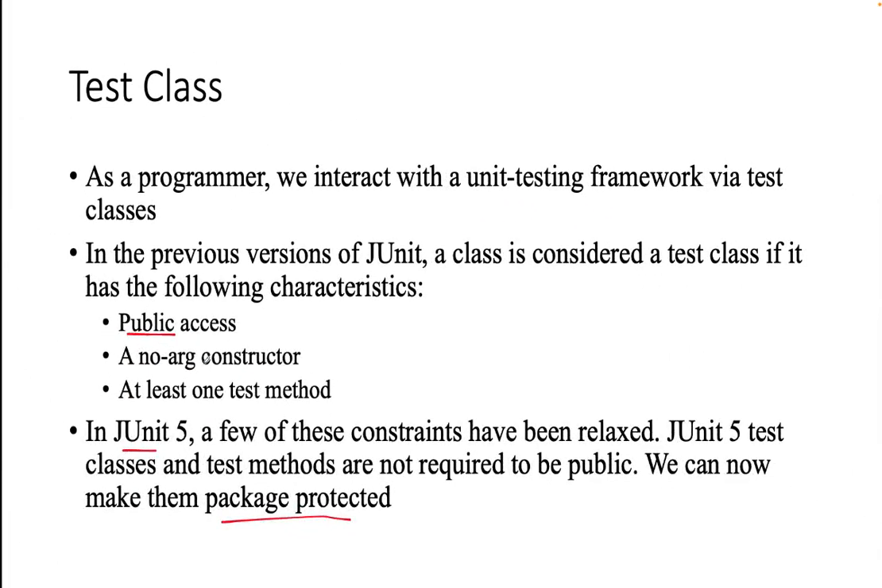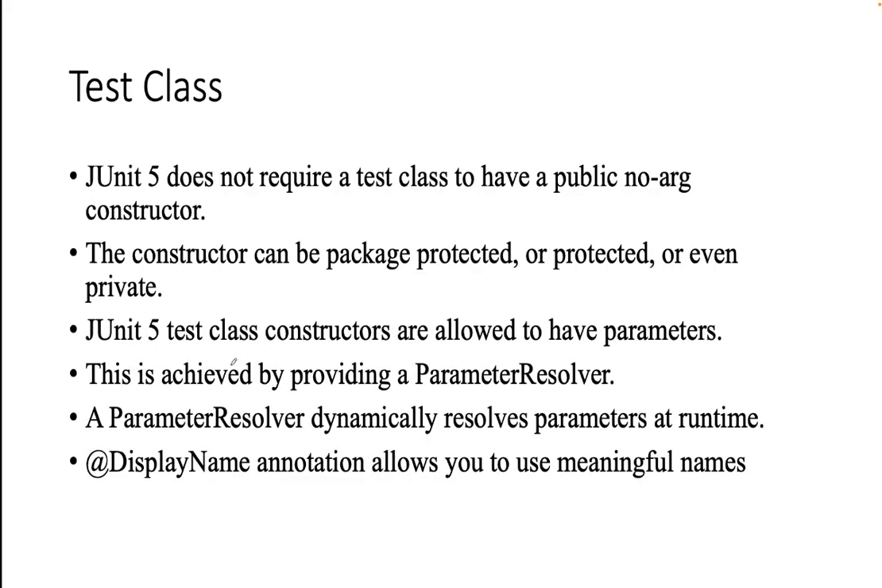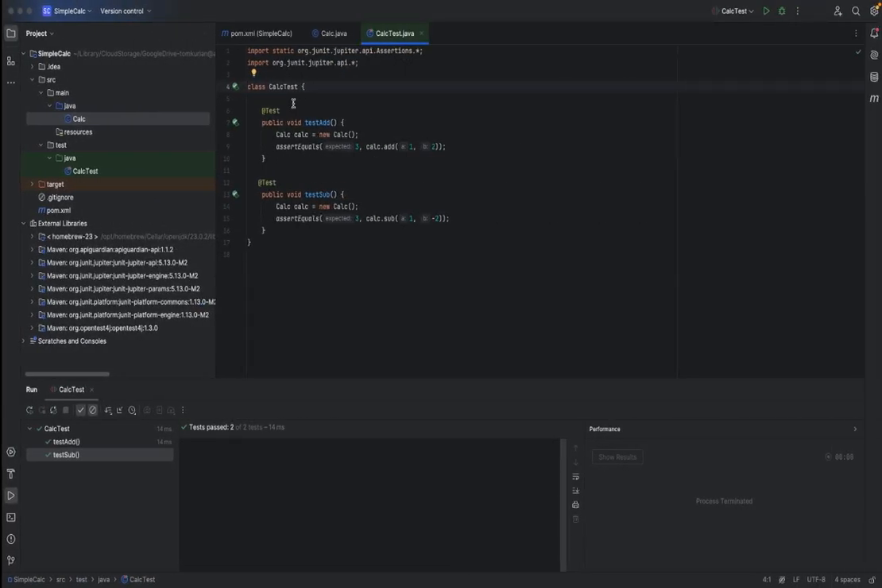Another thing that JUnit 5 relaxes compared to JUnit 4 and 3 is that you should have a public no argument constructor, a constructor with no arguments. That was compulsory in JUnit 3 and 4. Again, over here, there's a relaxation. You don't have to provide a constructor at all, or a public one.